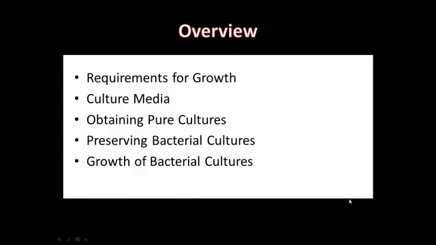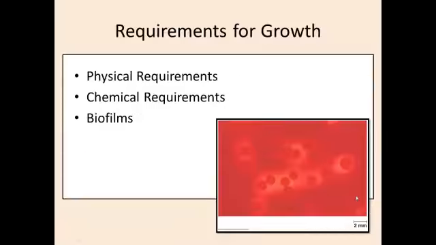In this chapter, we'll be covering requirements for growth, culture media, obtaining pure cultures, preserving bacterial cultures, and growth of bacterial cultures. Also in this chapter, we'll be looking at the information that we learned in previous chapters and actually applying it. You're probably going, thank you, finally some application, not so much theory. Under the category of requirements for growth, we'll be looking at physical requirements, chemical requirements, and biofilms.